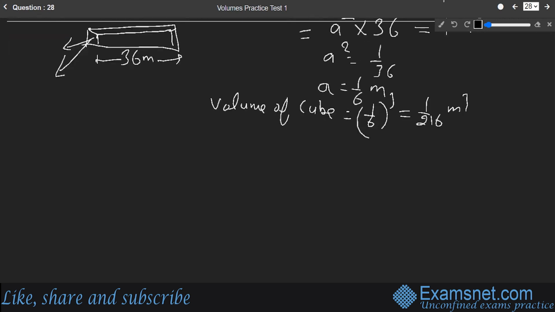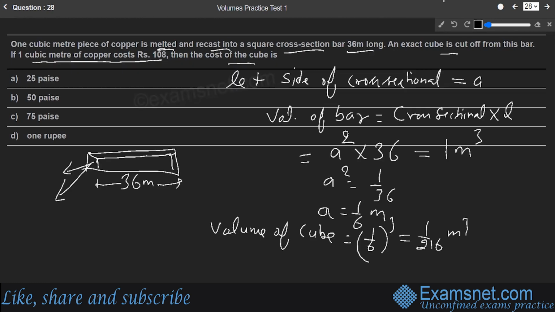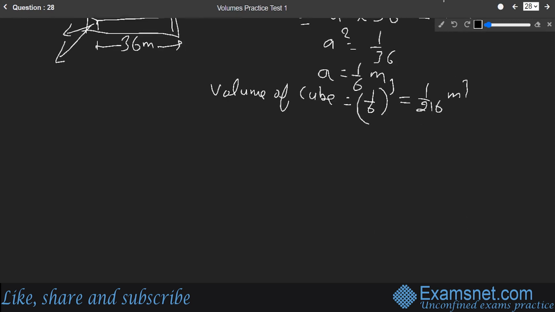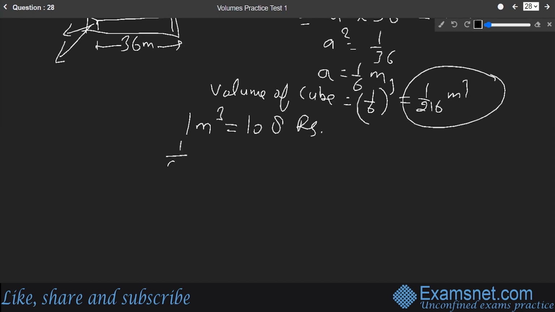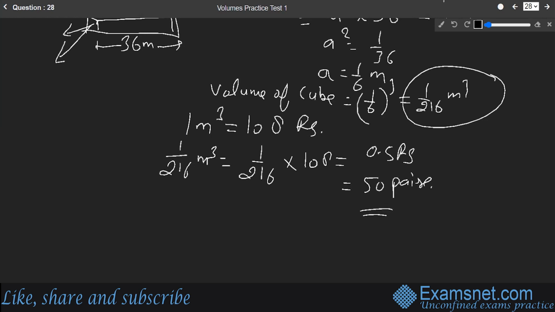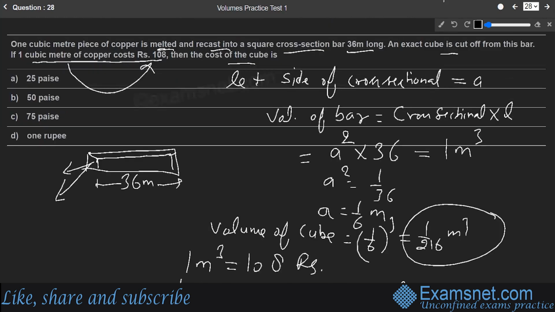Then he mentions the cost of 1 meter cube of copper is 108 rupees. So we need to find out the cost of this cube. So 1 meter cube costs 108 rupees. We have got 1 by 216 meter cube, so how much will it cost? It will cost 1 by 216 multiplied by 108. That is nothing but 0.5 of a rupee, which is equal to exactly 50 paise. Let's see where it is available. It is available in option number B, which becomes the right answer.